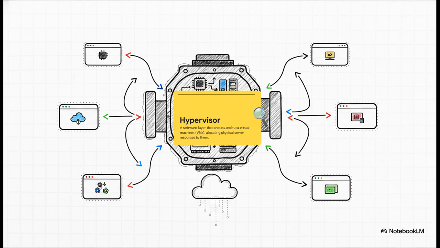Think of it like a traffic cop for the physical server's resources. It's this thin layer of software that sits between the hardware and your virtual machines, and it slices up all the physical resources, the CPU, the memory, the storage, and hands them out to multiple independent virtual machines, or VMs. And crucially, it makes sure that none of these VMs can mess with each other.